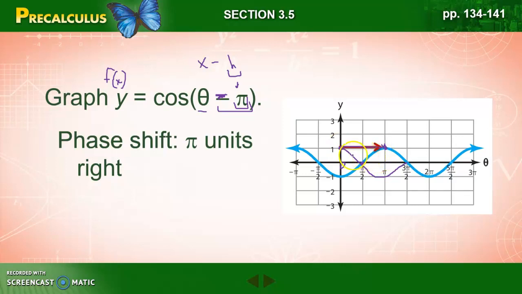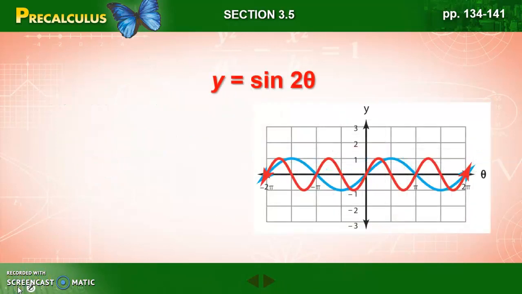Right, so we've just taken that whole function. If you could pick up that blue line and move it pi units to the right, that is what we have done. So everything just moves pi units to the right.